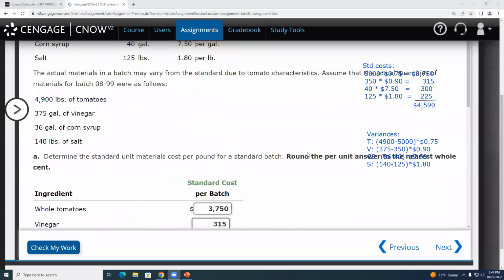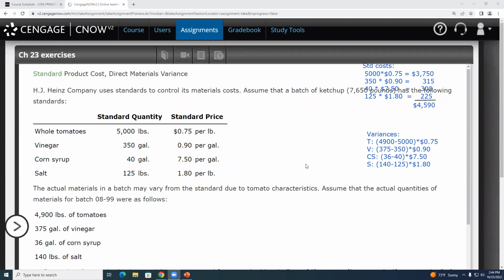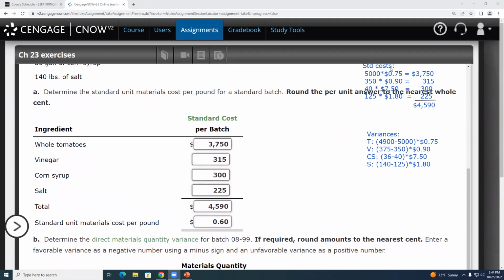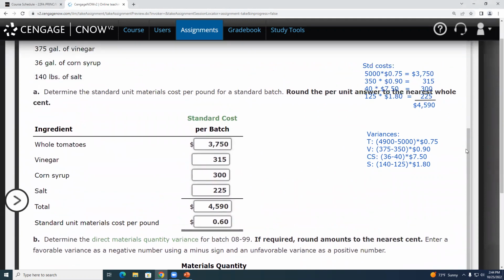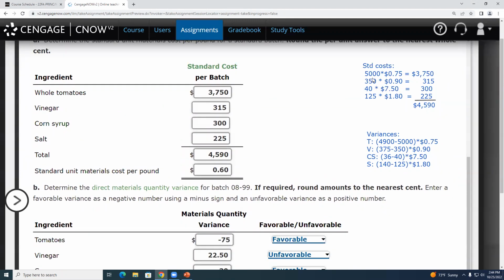Okay, so how did we do with the direct materials quantity variance, which is the only part that we were doing here? So for the first part, part A, we are asked to determine the standard unit cost per pound for a standard batch. So I have the calculations up here. There we go. So the standard cost, pounds times dollars given in that first table.